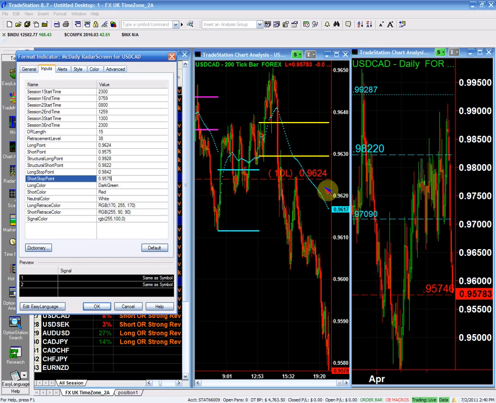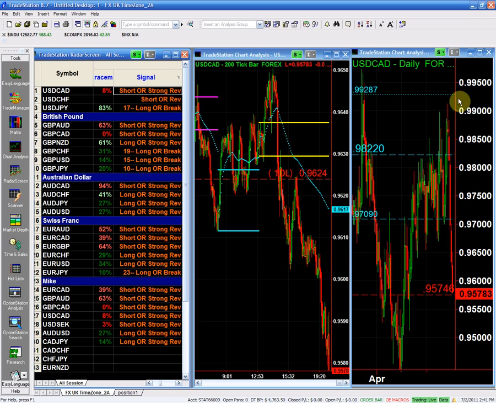If I'm going to buy it above 96.24, I can place my stop right at the 96 level. You can risk about 24 pips, so your stop is going to be around here. And your structure long is the 97.09. And my structure short, let's see what the structure short is.